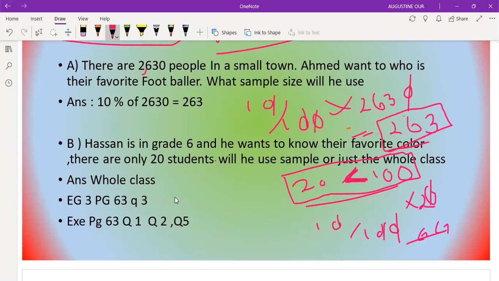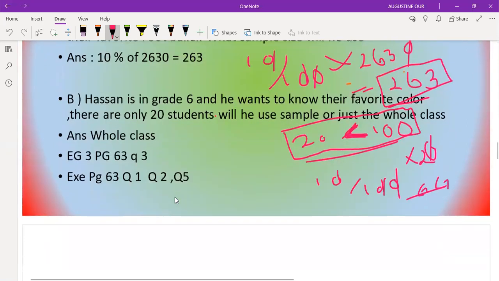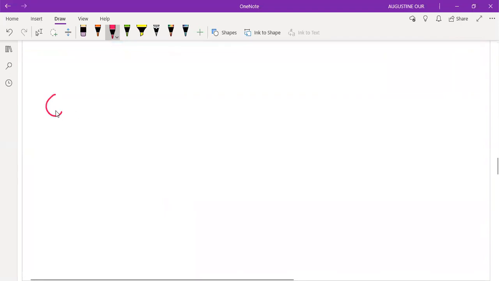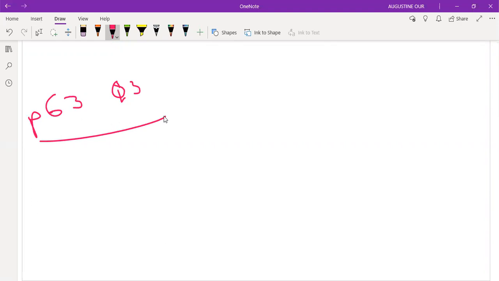Okay, let me go to your textbook, page 63, question number 3. Question 3: a football team has 860 members in their fan club. The secretary of the club wants to know if the fans would like some halftime entertainment during home matches. Give 2 reasons why the secretary should ask a sample of the members.